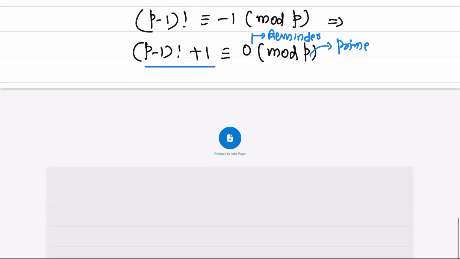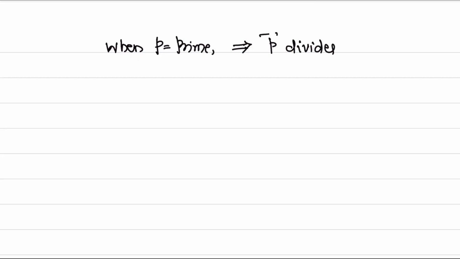As per Wilson theorem, when p is equal to prime, it means p divides factorial p minus 1 plus 1. This is the Wilson theorem.